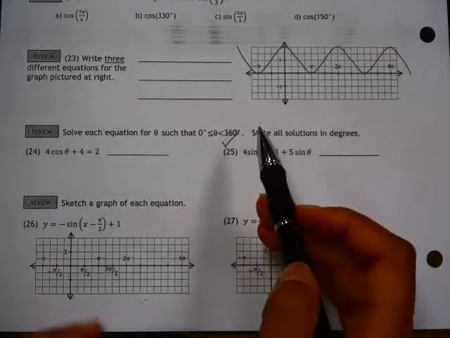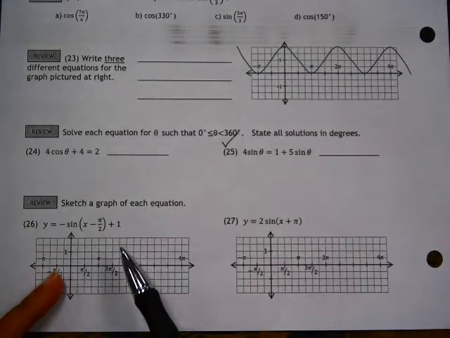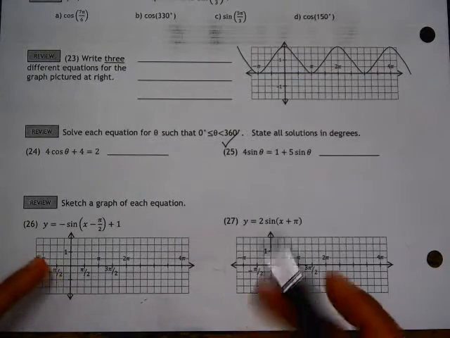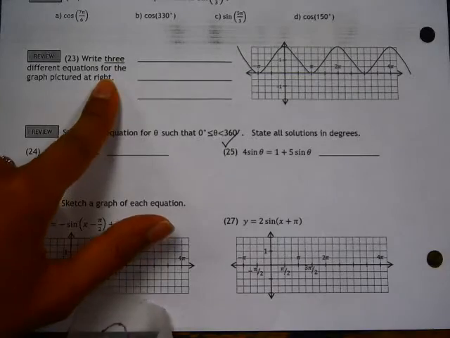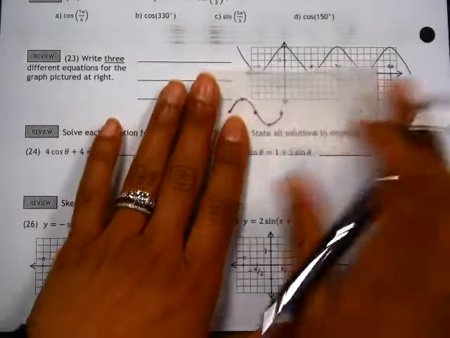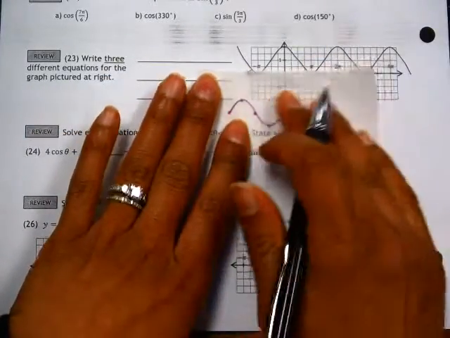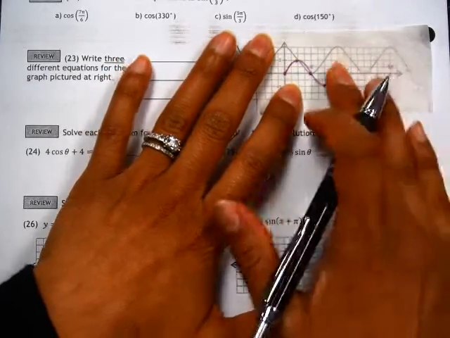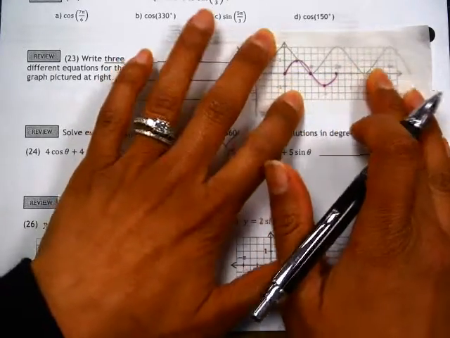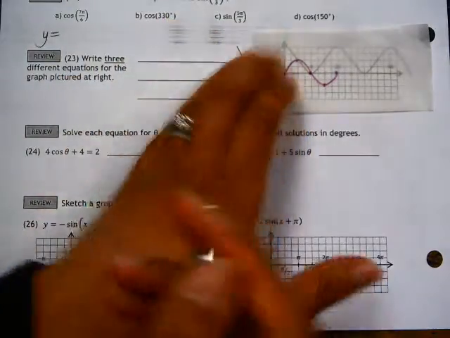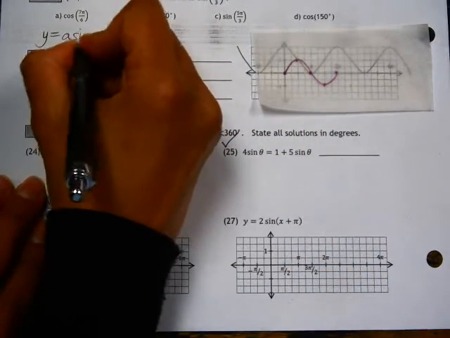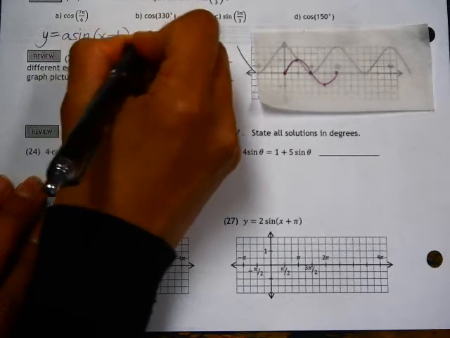We're going to look at 23 and as well as 26 and 27, which are all sine graphs. The first one asks you to write 3 different equations for the graph pictured at right. So I'm going to start with a piece of tracing paper that has the equation y equals sine x on it. And we're trying to write an equation y equals a sine x minus h plus k.